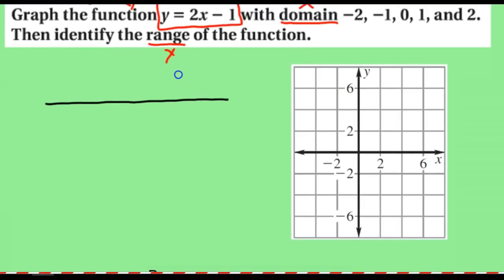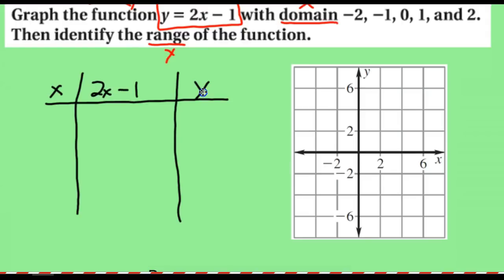Now this is a different kind of table than some of you may be used to. What I'm going to put is our x here, our y here, and what goes in the middle is I'm going to put our function. So I'm going to put 2x minus 1. Now remember, our domain is our x. So I'm going to put all of my domain numbers in my x spot. So -2, -1, 0, 1, and 2.